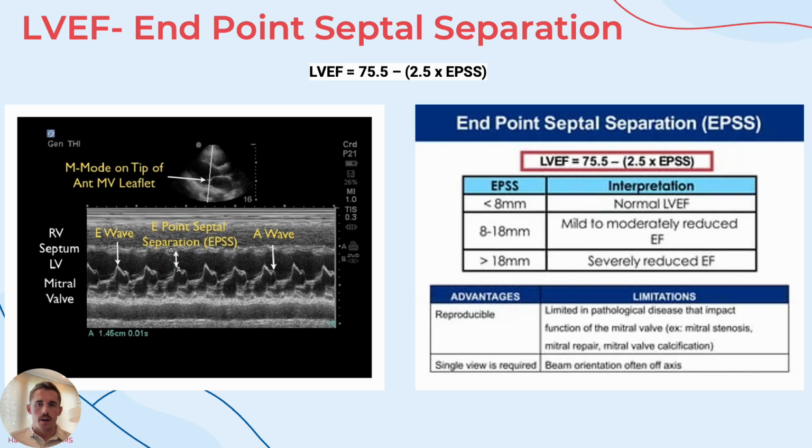So here we have measurements of estimations of left ventricular ejection fraction from the endpoint septal separation. We're using this formula: 75.5 minus 2.5 times the EPSS. According to cardiac MRI data, EPSS measurements less than 8 millimeters are considered to have a normal left ventricular ejection fraction, while measurements 8 to 18 are mild to moderately reduced ejection fraction, and then over 18 is severely reduced ejection fraction. So after the EPSS is obtained, we can put it into this formula to calculate the left ventricular ejection fraction, or you could do it on your own.